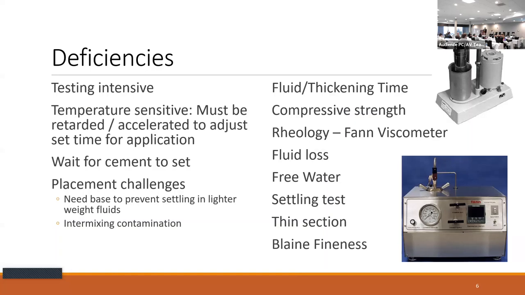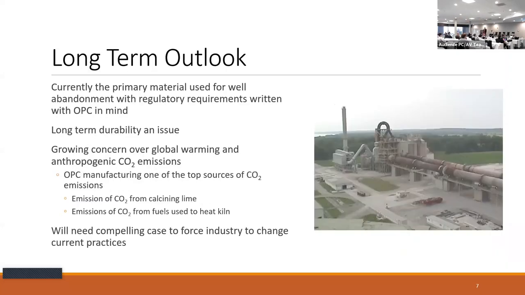We have to wait for the cement to set up. And then we've got to get it placed. We've got to run all kinds of tests on it. And I spent my career doing this, so I know what they are. Fluid loss, thickening time, compressive strength, rheology, fan viscometer, all these tests required to get a proper design, which keeps a lot of labs busy, but it's a lot of work. So, long-term outlook: currently the primary material used for well abandonment, and regulatory requirements are written with Portland cement in mind.